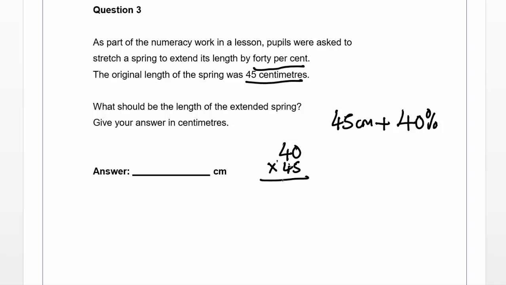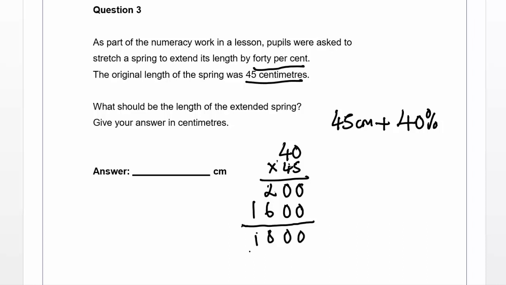So, 5 times 0 is 0, 5 times 4 is 20. Carry our 0 down because we finished with the units. We're going to do 4 times 0, which is 0, and 4 times 4, which is 16. Make sure you've got good place value, guys, because otherwise you'll just end up with errors. Adding up these values here, that's giving us 1800.